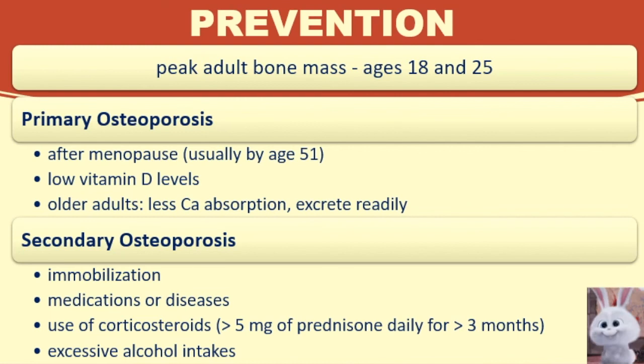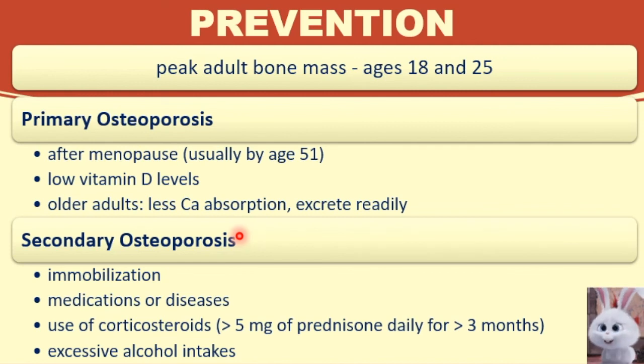Now, prevention. Osteoporosis is a highly preventable disease also. So there need to be preventive measures. Take note, this reference would remind us again that the peak adult bone mass would be around ages 18 to 25. There are some variations on reference, but if you look at it, it's at around 25. Primary osteoporosis: after menopause, usually by the age of 51, there are low vitamin D levels again, and among older adults, there is less calcium absorption as they are readily excreting calcium.